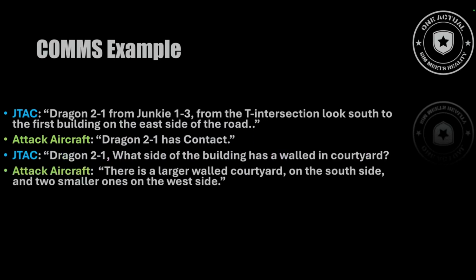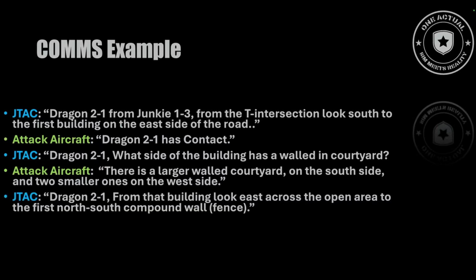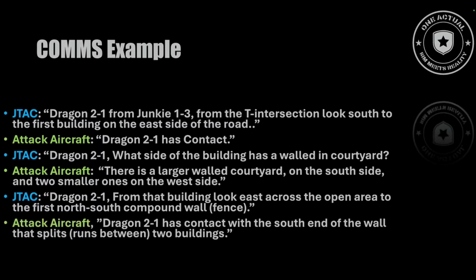Then the aircrew, or the TAC aircraft, says there is a large walled courtyard on the south side and 2 smaller ones on the west side. So he's taking that correlation and adding a little bit more information. Dragon 2-1 from that building, look east across the open area for the first north-south compound wall or fence. Attack aircraft, Dragon 2-1 has contact with the south end of the wall that splits between two buildings.